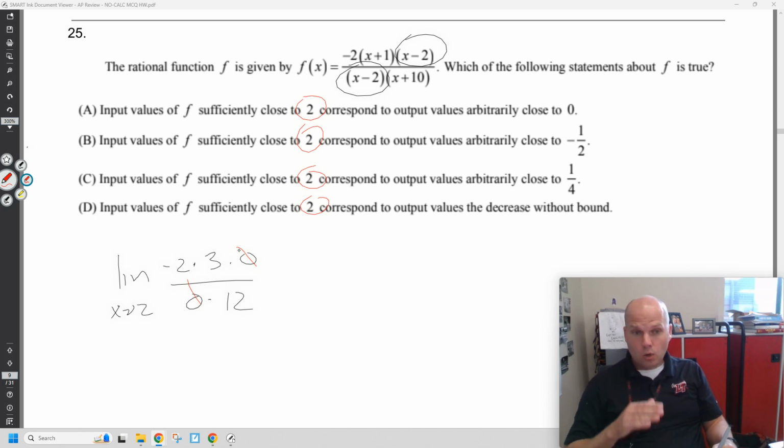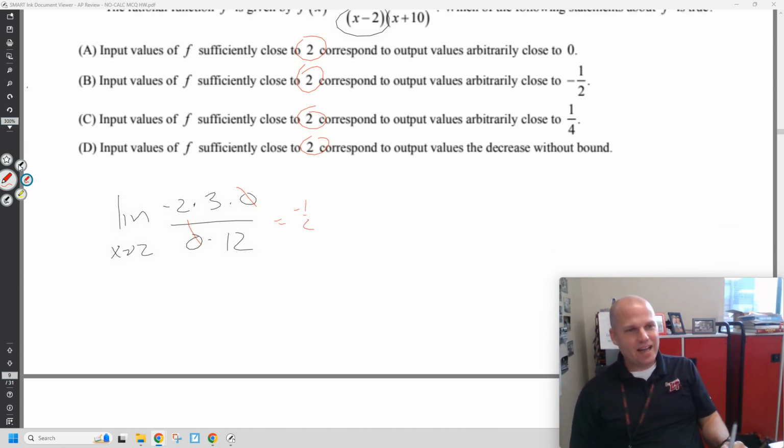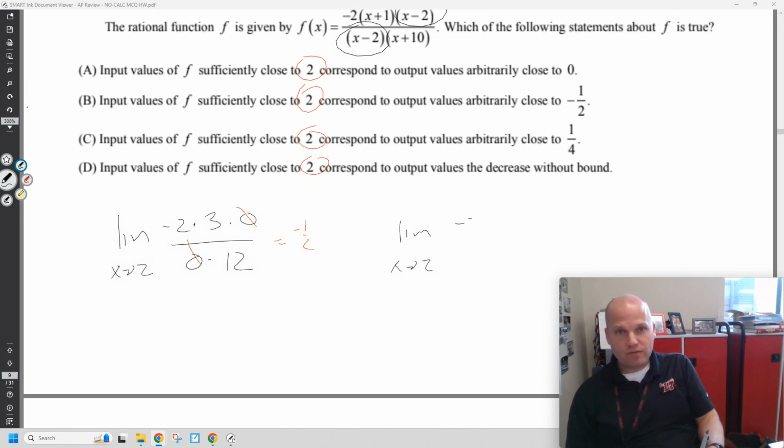Yep. We can see if the zeros canceled, we'd be left with this negative 6/12, which is negative 1/2. The idea behind this is that you're not really plugging in 2. You're plugging in values close to 2. If you plug in values close to 2, you're going to get a value very, very close to 3, a value very, very close to 0, and a value very, very close to 12.